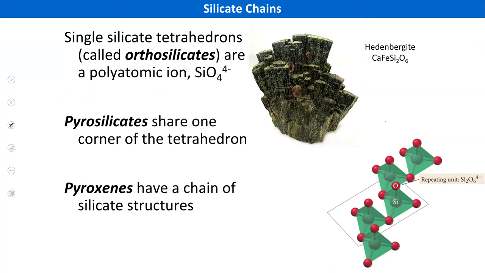I think I have an example. So this is an example of a pyroxene called, I'm not going to try to pronounce that, Hedenbergite.